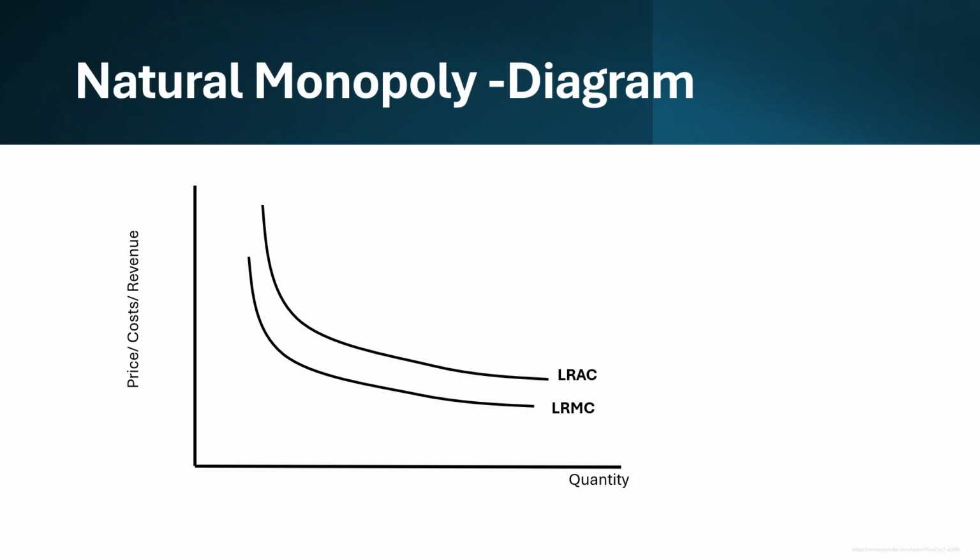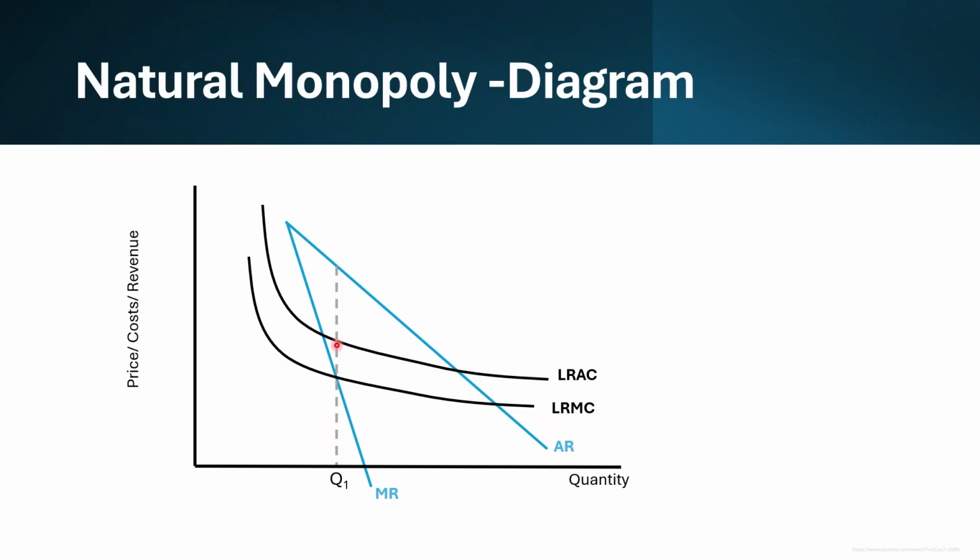Now let's add the revenue curves. This downward sloping curve is the average revenue curve, which also represents your market demand. Because this is a monopoly, the marginal revenue curve lies below the average revenue curve. A profit maximizing monopolist produces where marginal revenue is equal to marginal cost, this point. At this point, MR equals LRMC, giving an output level of Q1.